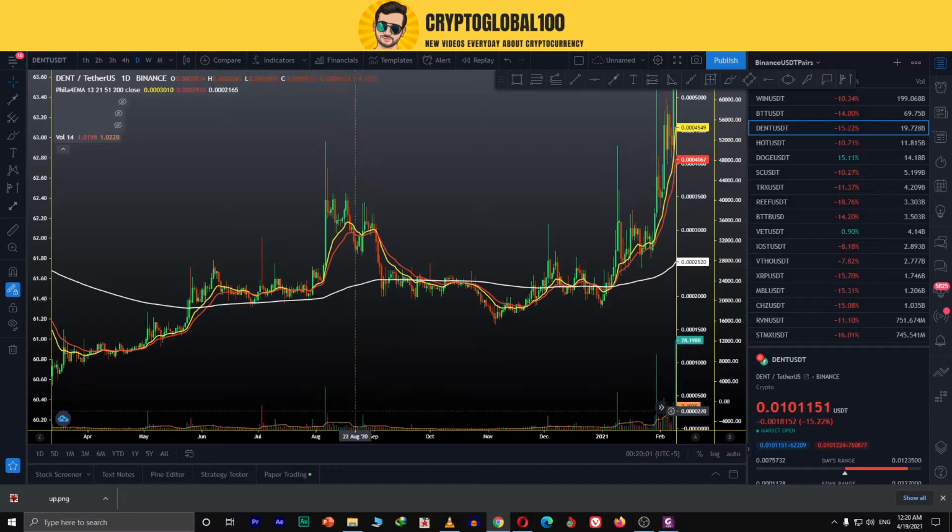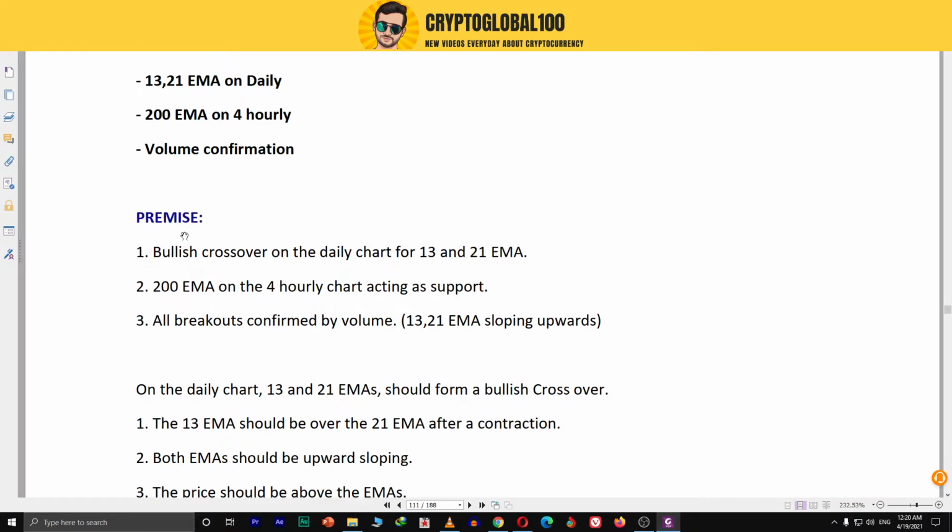So volume confirmation, volume is down there. Okay, so what's next? Premise: a bullish crossover on the daily chart for the 13 and 21 EMA. The 200 EMA on the 4 hourly chart acts as support. All breakouts are confirmed by volume.